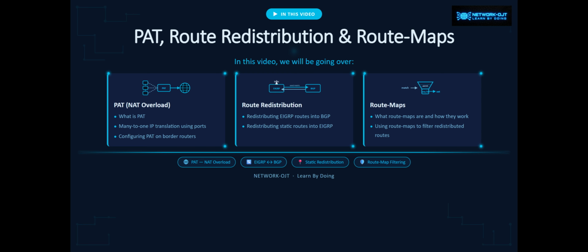Today, we'll be covering three core routing concepts: port address translation, route redistribution, and route maps. We'll start by looking at how PAT allows multiple internal devices to share a single public IP address. Then we'll move into route redistribution and see how to exchange routes between different routing protocols in a controlled and predictable way. Finally, we'll break down route maps and show how they give us fine-grained control over what routes we match, modify, and filter.